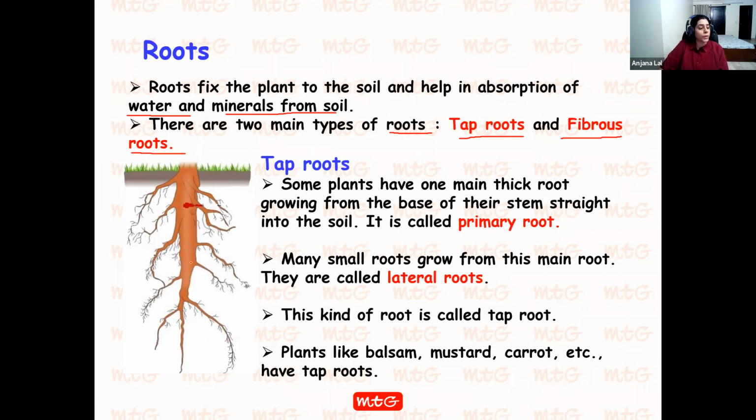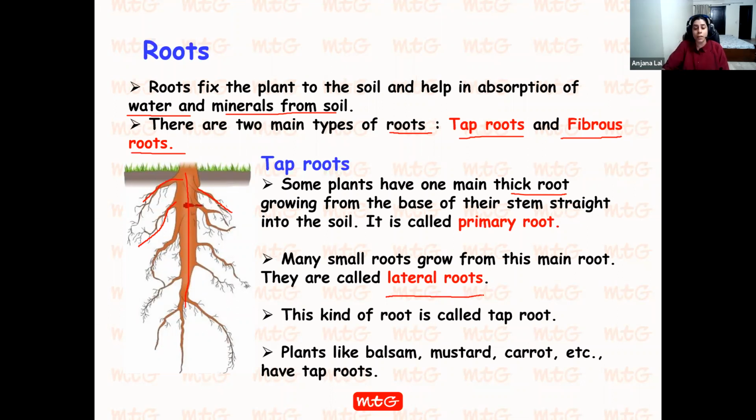Now see, children, look here. What is a taproot? If you look carefully, there is one primary root here, one main root. From this main root, there are lateral roots coming. So this primary root is a thick root which is growing from the base of the stem into the soil, and it's called the primary root. And then there are small roots which are growing from this primary root, which are known as the lateral roots. Okay, this kind of root is known as the taproot.